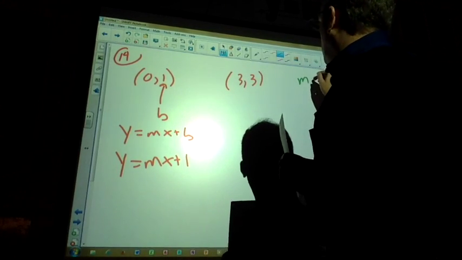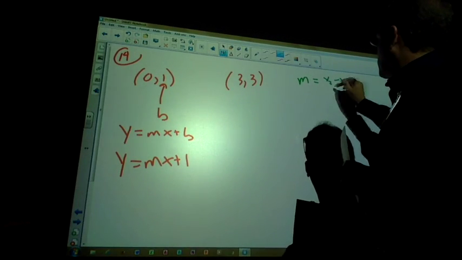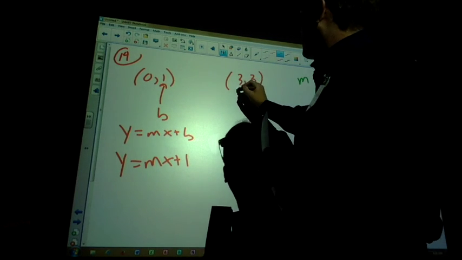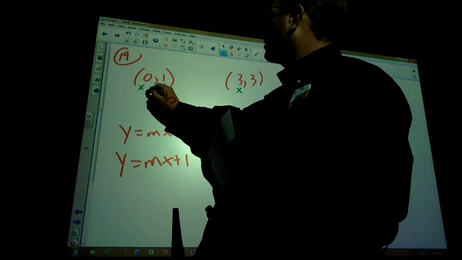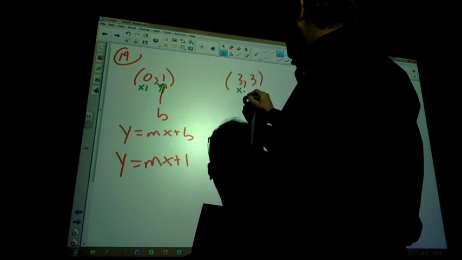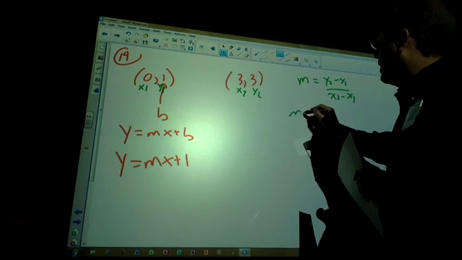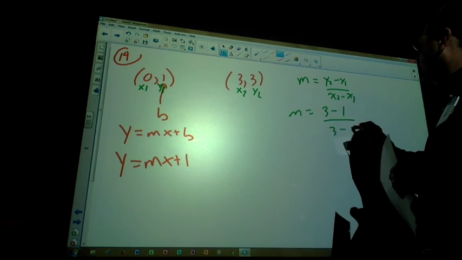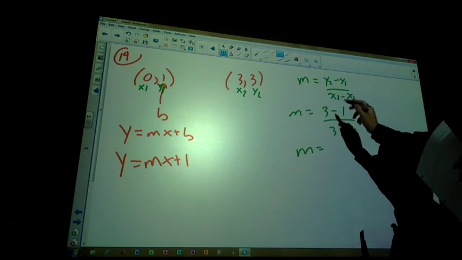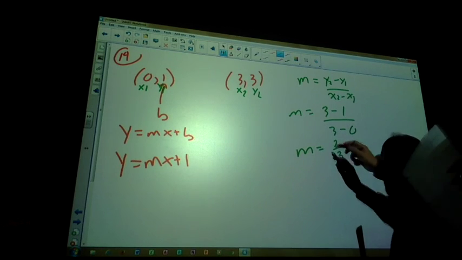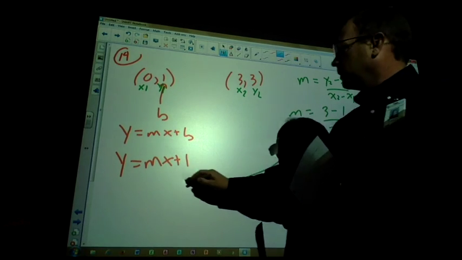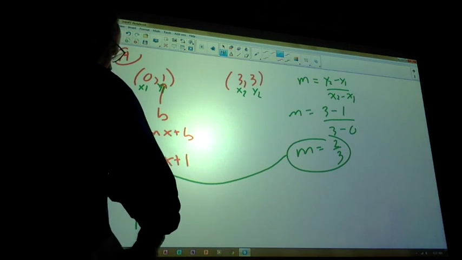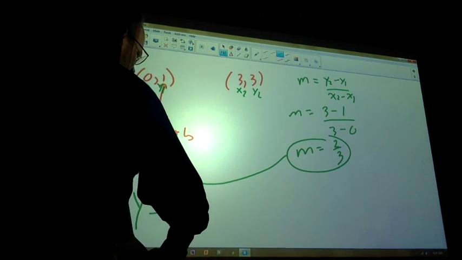So finding the slope. You want to see? 2 over 3. So I have a slope of 2/3. I got a slope of 3x, depending upon which point you used.